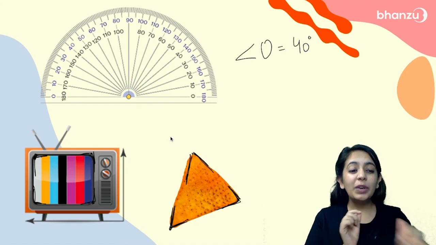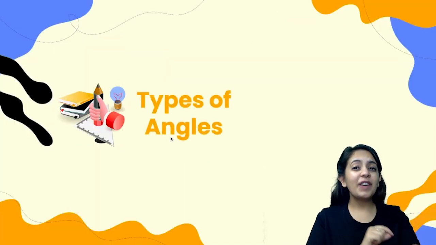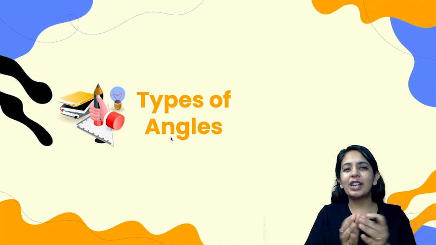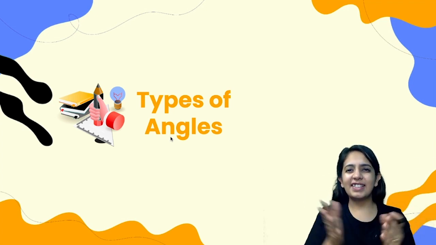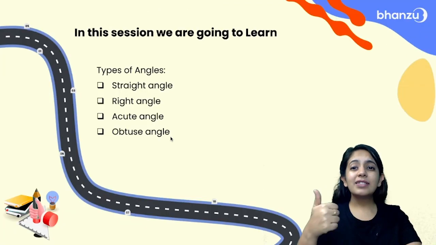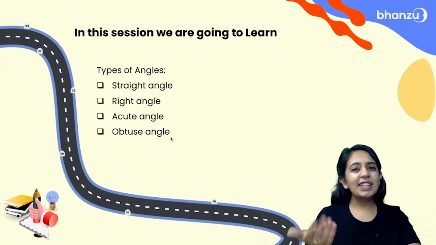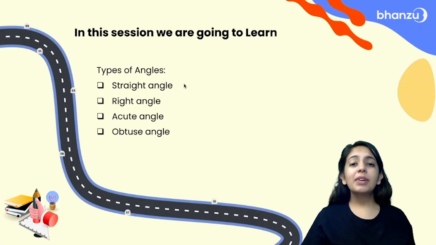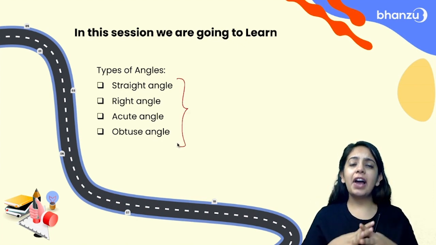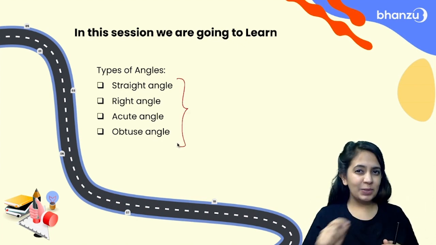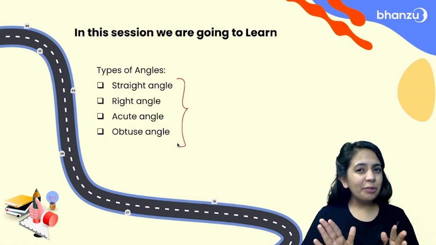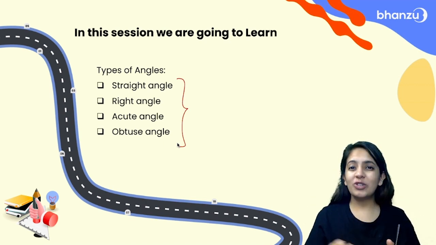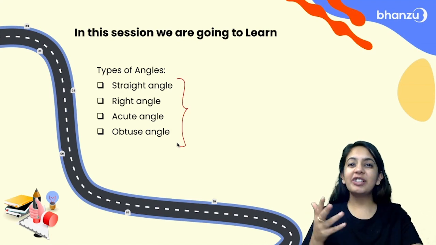And in this class, we are going to learn the types of angles. That what special names are given to the angles of 90 degrees, the angles of 0 degree, 180 degree and so on. The names are straight angle, right angle, acute angle and obtuse angle. Now, apart from these 4 types of angles, there are a few more special types of angles as well. But in this session, we are going to just focus on these 4. So quickly bring in your protractors and let's start measuring the angles and look at their special names.